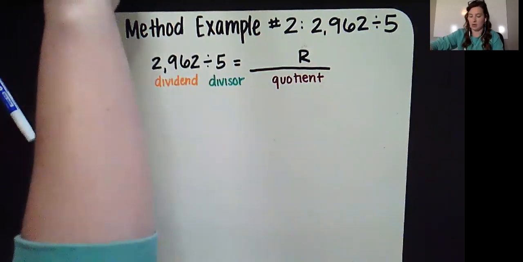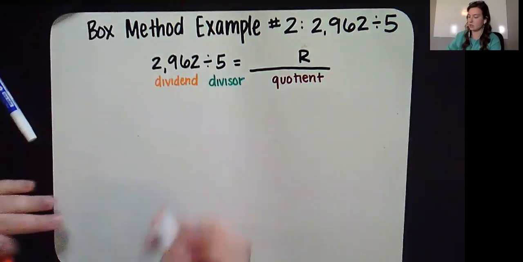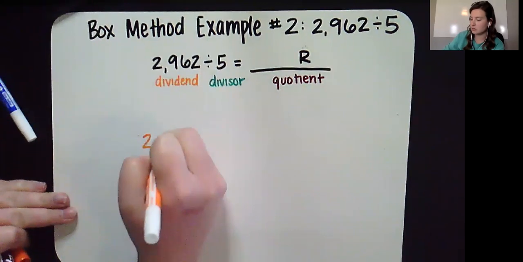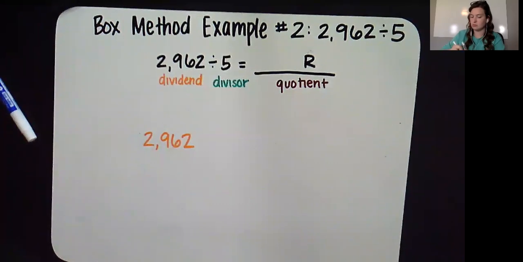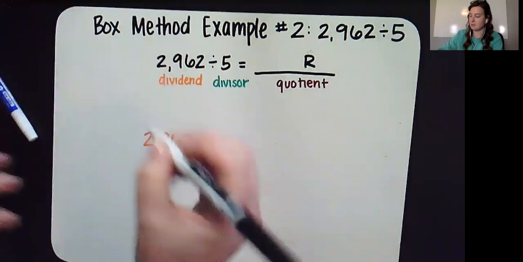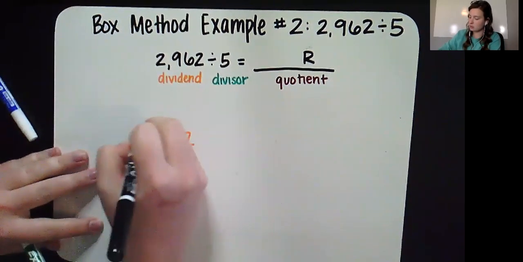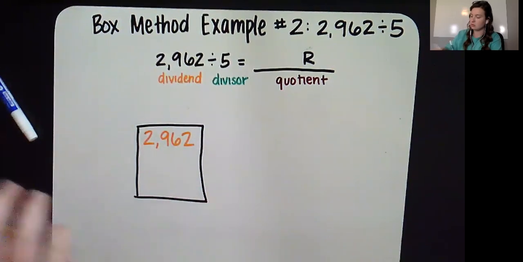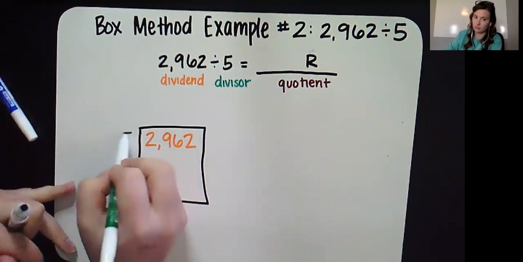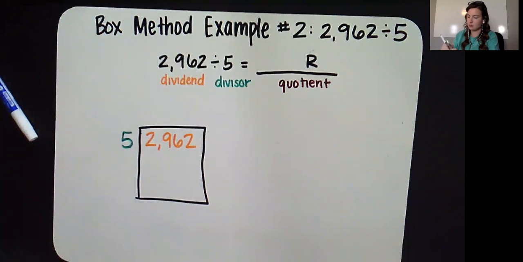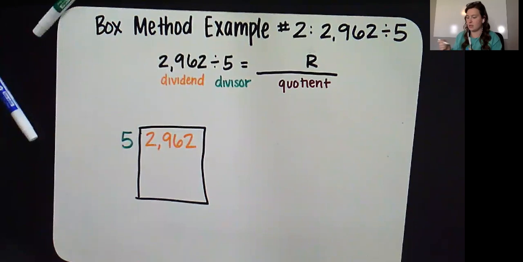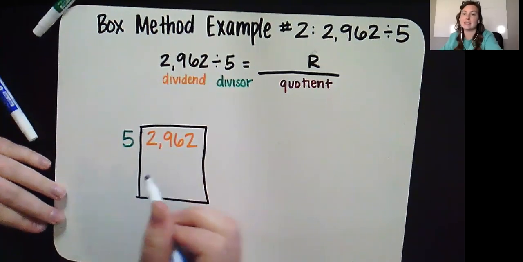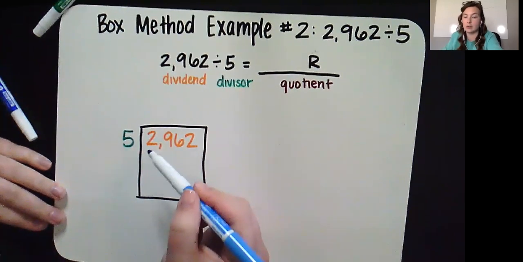So let's set up our boxes. We are starting with 2,962. Go ahead and put him in a box. And we're dividing him by 5. So here's where the other colors come in. Let's start one digit at a time. We're going to start from the left side of the number.